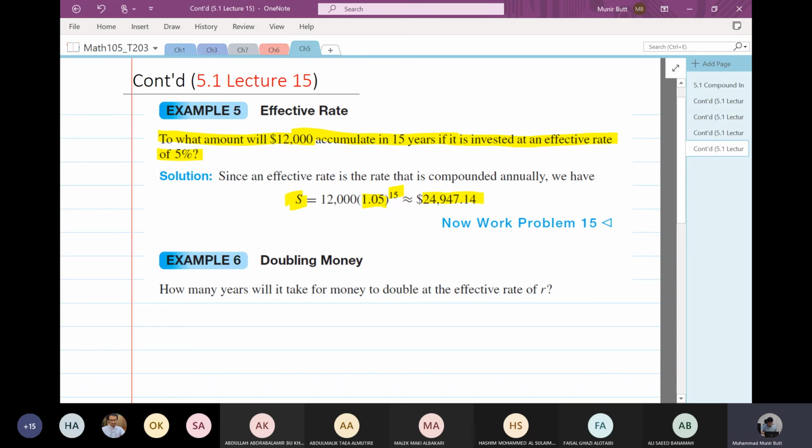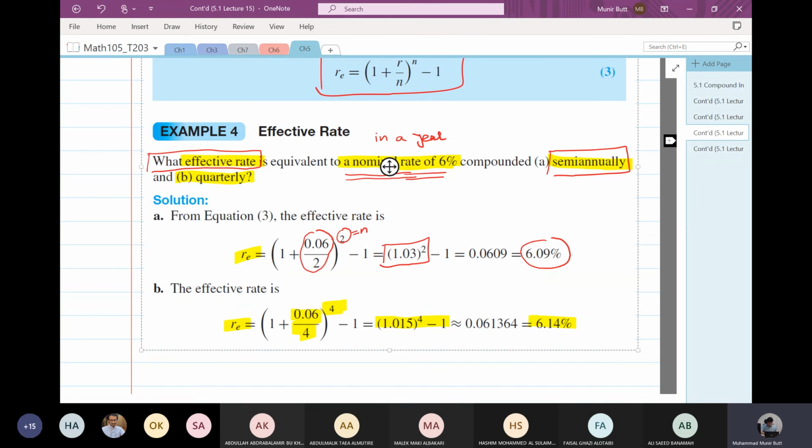Any question? Doctor, the effective rate is the same as the normal rate. I mean, R_E is the same as R. Not the same, but it is a little bit bigger than it. Are you talking about the previous question or this question?